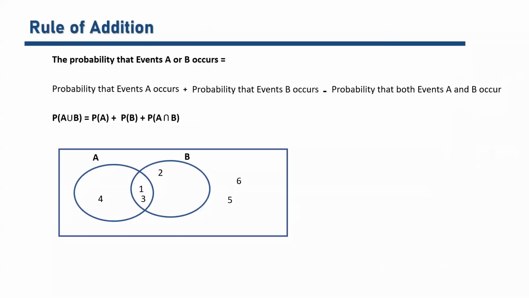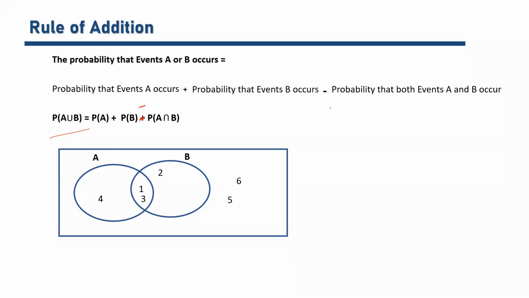Now, rule of addition is something where you have P(A union B), which says P(A) plus P(B) minus P(A intersection B). So it means that the probability of event A or B occurring is actually the probability of event A occurring plus the probability of B occurring, minus, it should be minus, I'm really sorry. So this will be minus, this is correct here, minus the probability that both event A and B occurs.